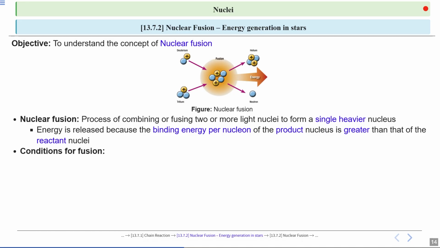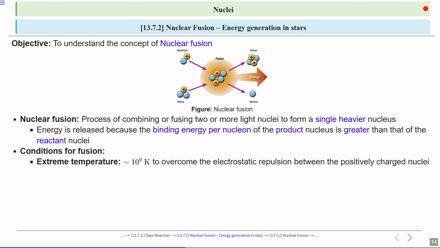But fusion doesn't just happen anywhere. Certain conditions are needed. Let's look at what those are. So, first is extreme temperature. To be specific, the temperature required is around 1 billion Kelvin, or 10 to the power 9 Kelvin. At this temperature, the kinetic energy of the nuclei is high enough to overcome their mutual repulsion. For comparison, the core of the sun is about 15 million Kelvin, which is still extremely hot by Earth standards.